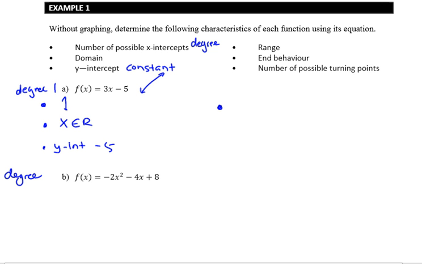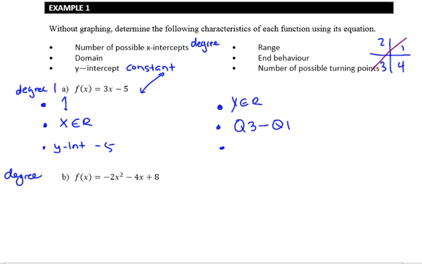Okay, range of a line. What would it be? y ∈ R. Forever up, forever down. End behavior, because it's a positive slope, it's going to go from quadrant 3 to 1. Remember 1, 2, 3, 4 for quadrants?